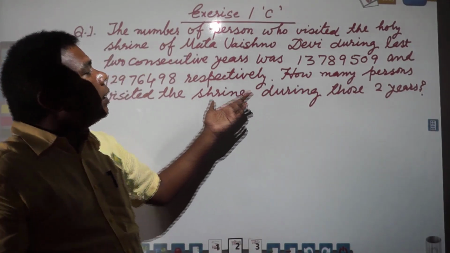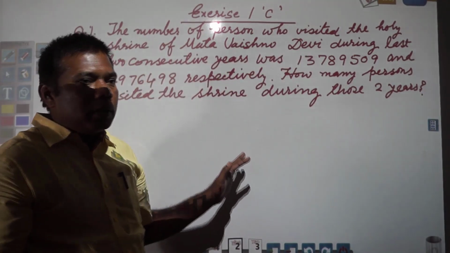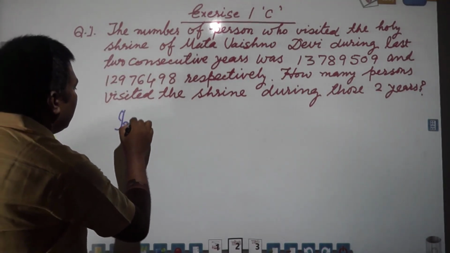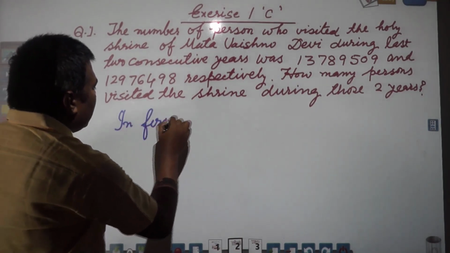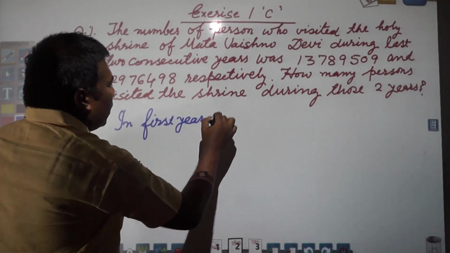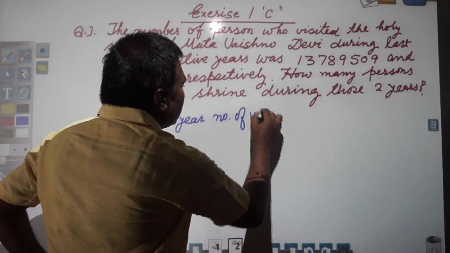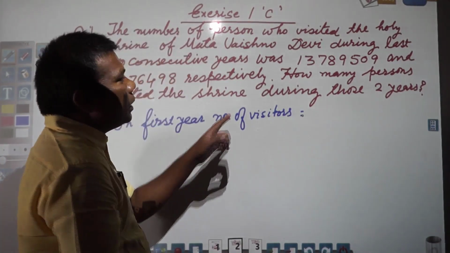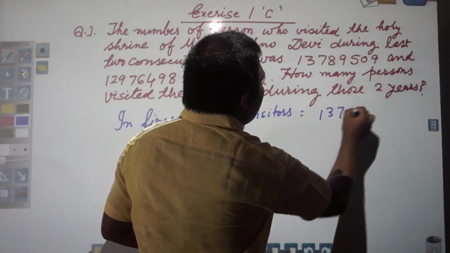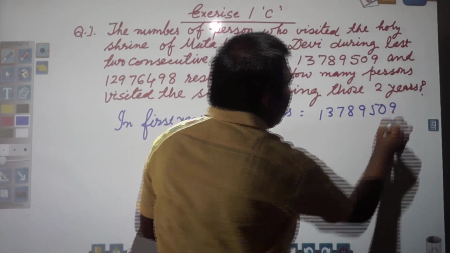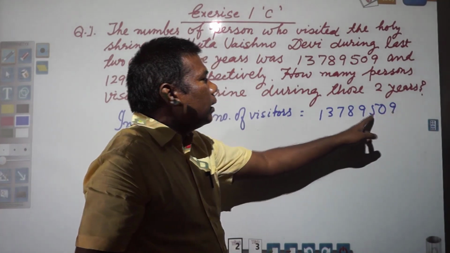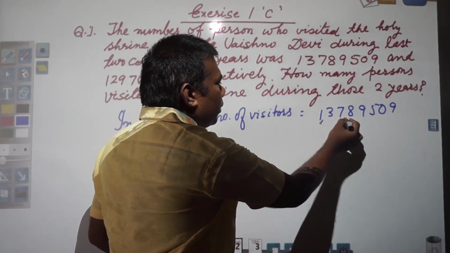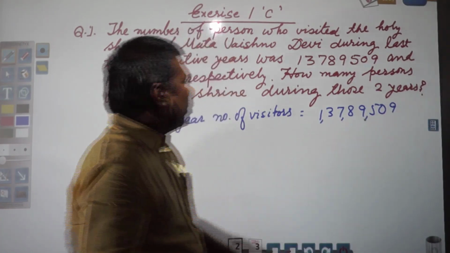Right? So what is needed to be done? We need to add the numbers. So how will we write? You see, in the first year, the number of visitors was how much? 1, 3, 7, 8, 9, 5, 0, 9. How will we read this? Ones, tens, 100, 1,000, 10,000, lakh, 10 lakh, crore. So 1 crore, 37 lakh, 89,509.